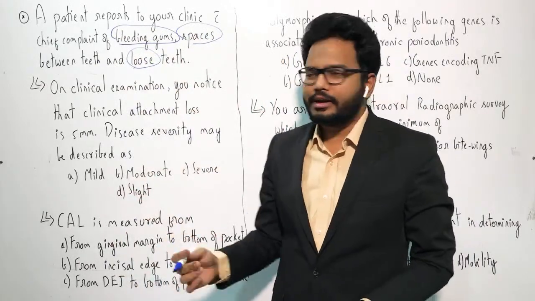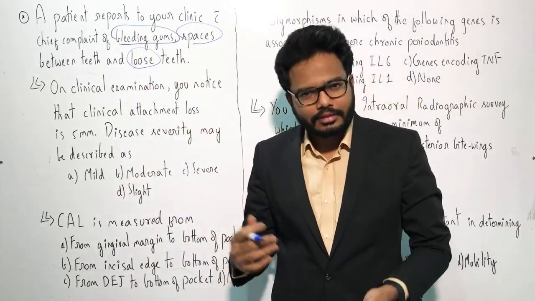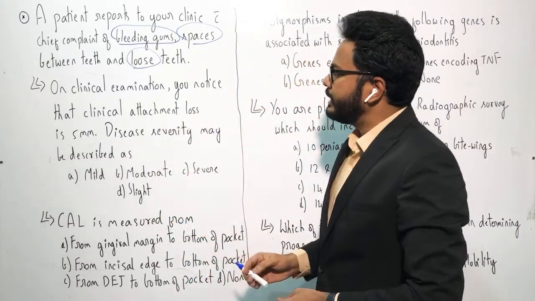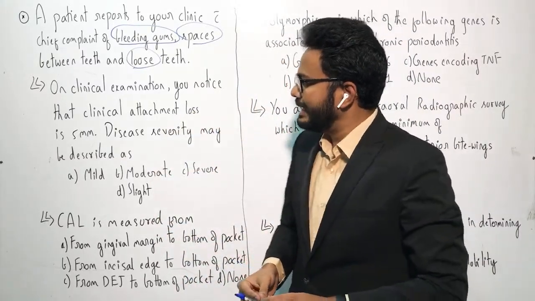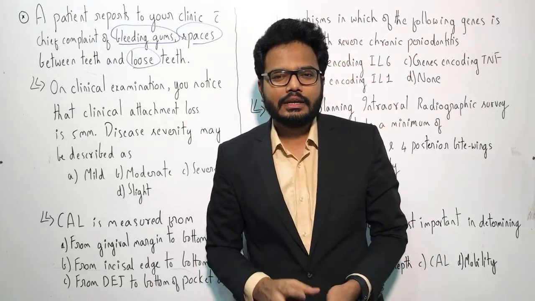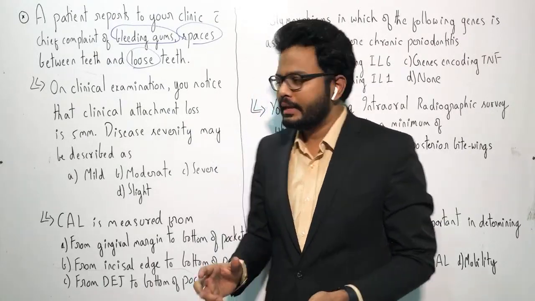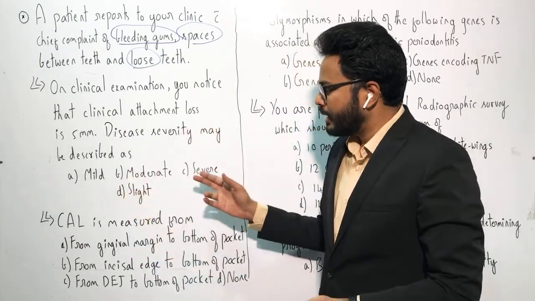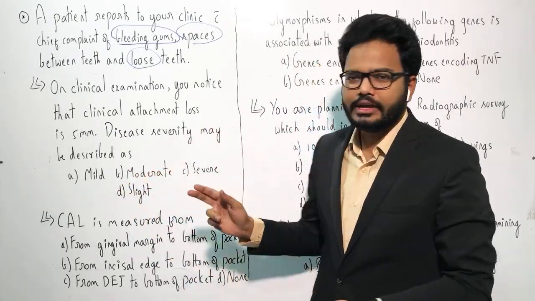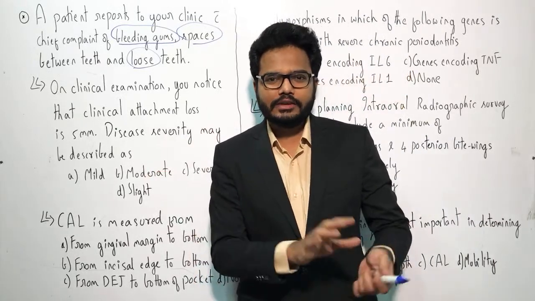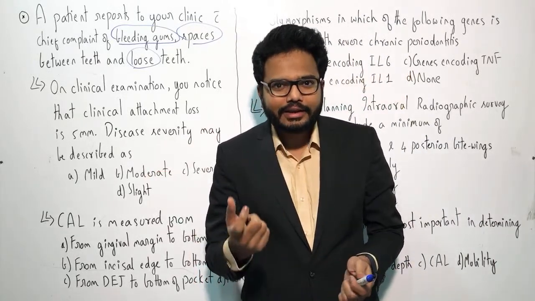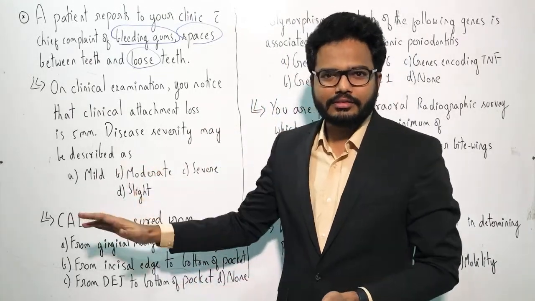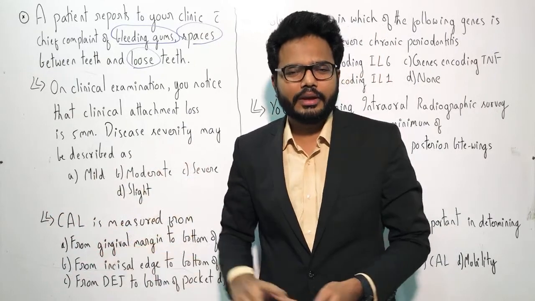So, which is obviously conclusive that a patient has periodontitis. But let's not jump into conclusions. On further clinical examination, you notice that the clinical attachment loss is around 5 mm. Disease severity may be described as mild, moderate, severe, slight. So, based on the chief complaints, based on the clinical attachment loss, what would be the categorization of the periodontal disease the patient is suffering from?